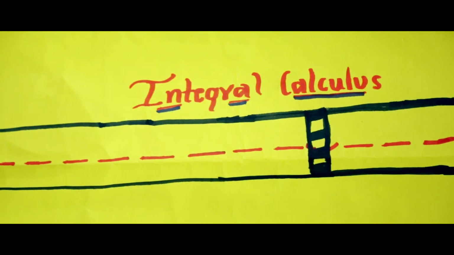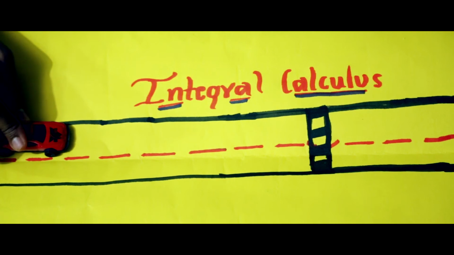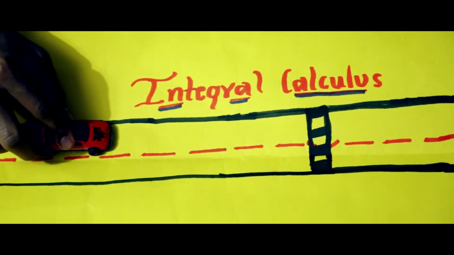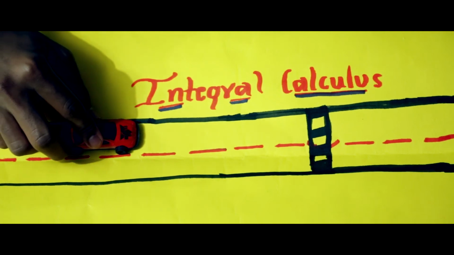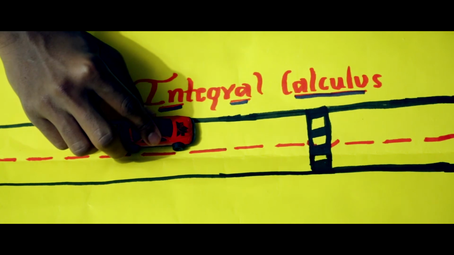Considering integral calculus. Let's suppose we have a car that goes exactly 25 km per hour. If it drives for 3 hours, then we can find that it will travel a total distance of 75 km. But that is not the change we are looking for.